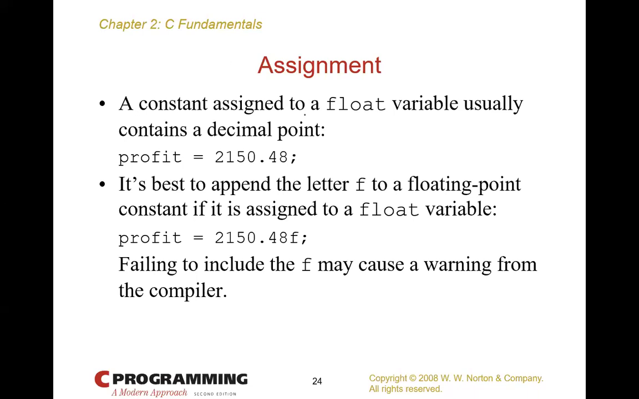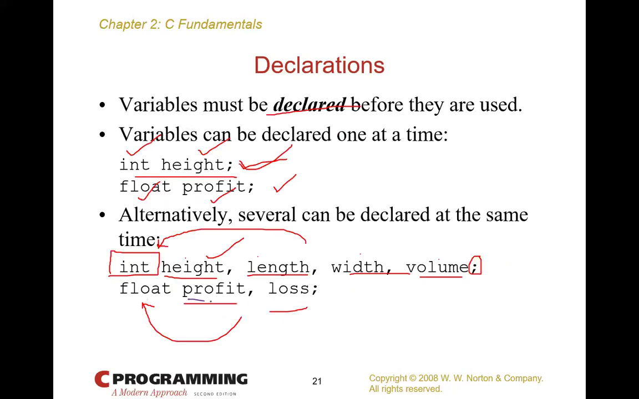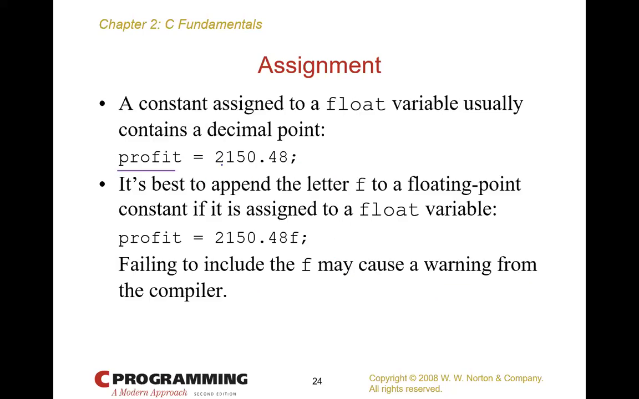Okay. A constant assigned to a float variable usually contains a decimal point. So if you define profit as float, like we have done here, whenever you're assigning values to it, the values should have the decimal point. But on the other hand, if you don't put a decimal point, let's say you write profit is equal to 7, actually what the computer will store is 7.0 because it must have a floating point. But it is better to put the letter f after the value while you are assigning it, to explicitly tell the compiler that this is a float.